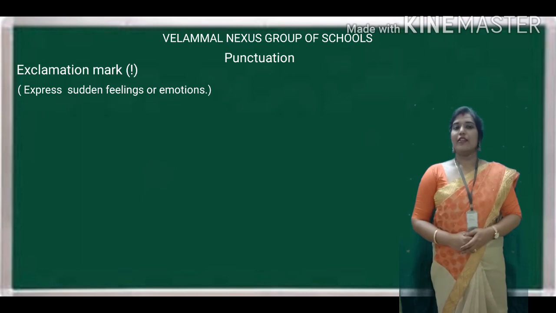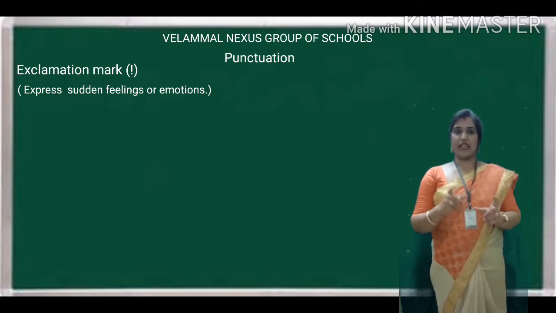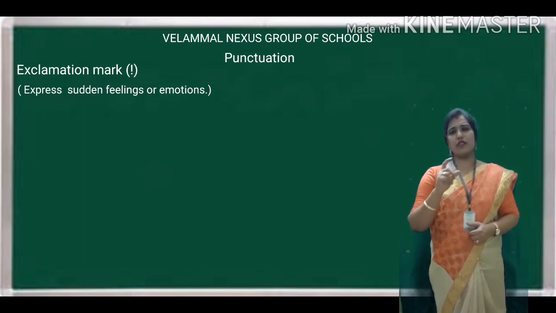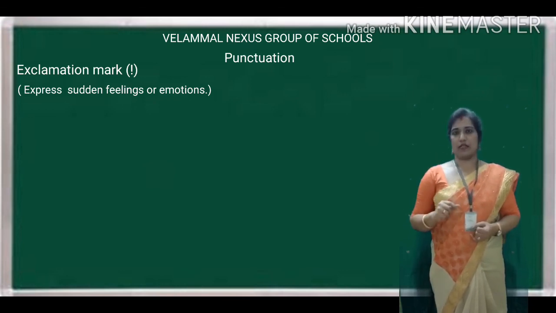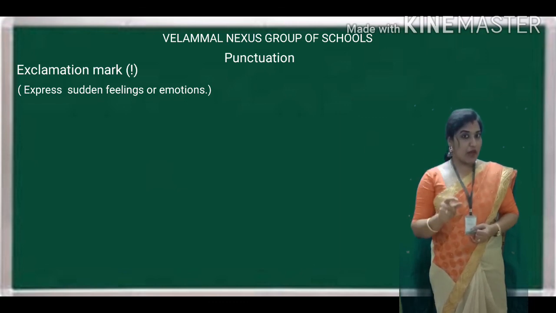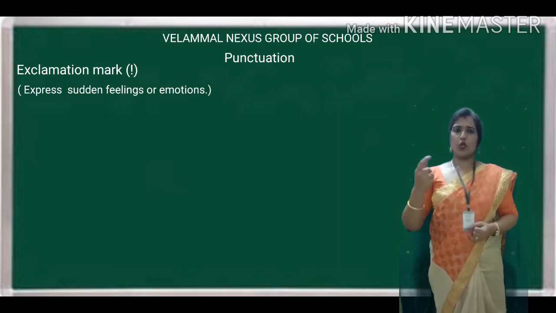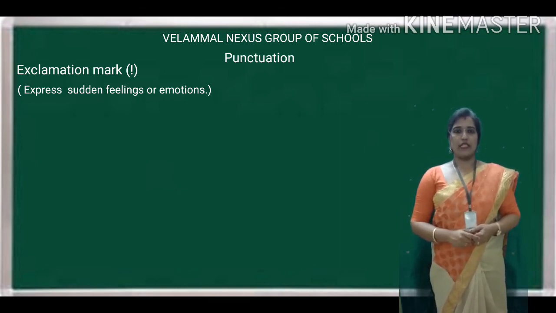Okay, children. So both exclamations and interjections express strong feelings and emotions. The main difference between them is that exclamations are only written with exclamation marks, whereas interjections can be written with exclamation marks, commas or question marks. Okay, children. Now we'll see some examples for exclamation marks.